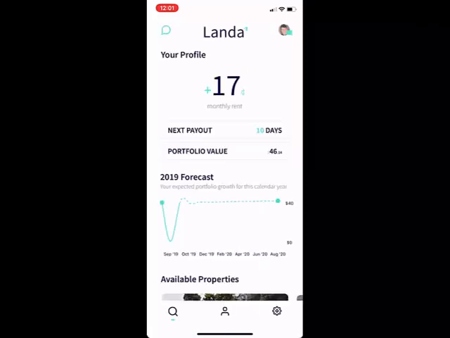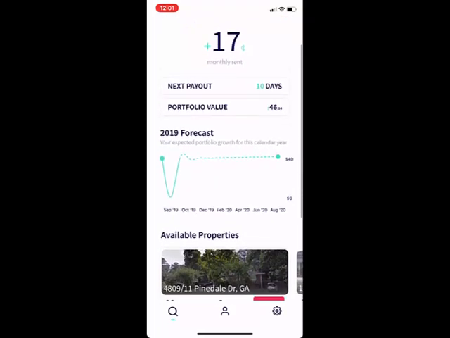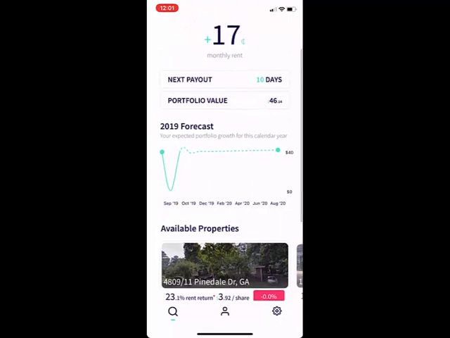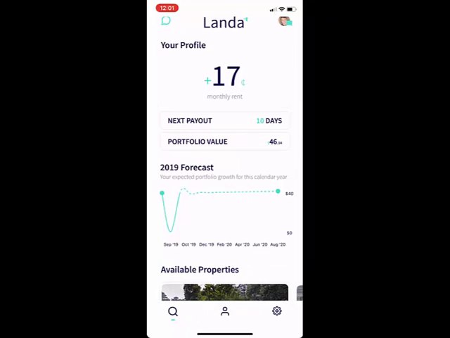you have a portfolio, and in that portfolio, you're going to get an expected monthly rent. So, for example, I haven't invested all of my money. I've only bought a couple shares. I still have a lot of cash. But for next month, I'm expected to receive 17 cents in rent.